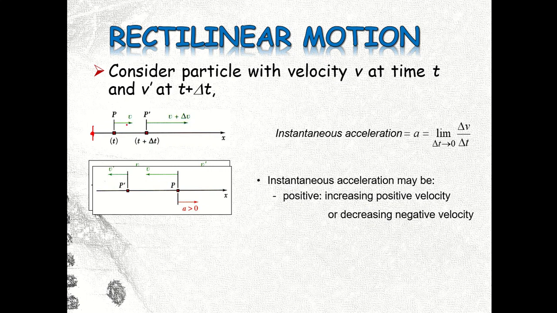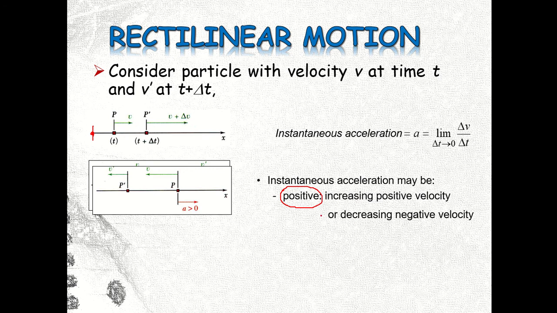Now here we have v, so this much. Then we have v plus delta v. This arrow is longer, so increasing. So instantaneous acceleration may be positive if increasing positive velocity or decreasing negative velocity. These are the scenarios, class, when the acceleration becomes positive. Positive in these two scenarios, where the velocity is increasing, from a smaller arrow to a bigger arrow.